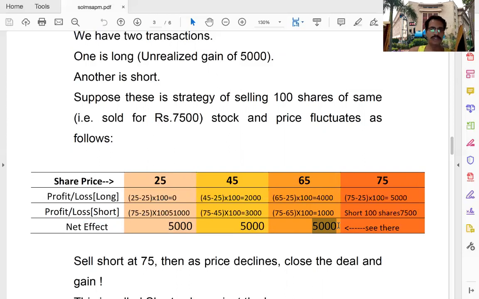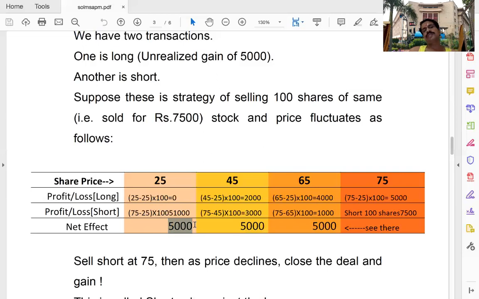But there is brokerage involved here. How many brokerages? First, when you initially short sell 100 shares, then a second when you do the long selling, and a third when you cover your short sold shares. Suppose the share price falls to 45. You can sell all those shares at rupees 45. You bought them at 25, so you pocket 2,000 rupees. And you also get a gain from short selling of rupees 30 per share, which becomes 3,000. So ultimately you are able to protect your 5,000.